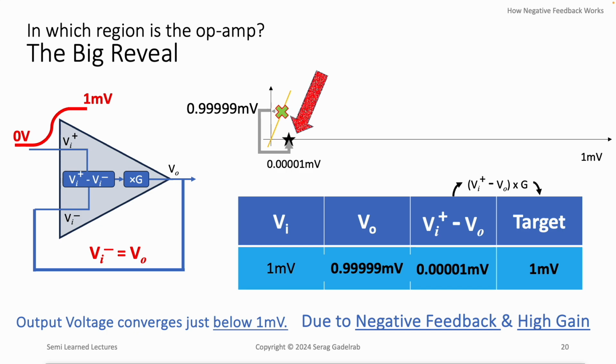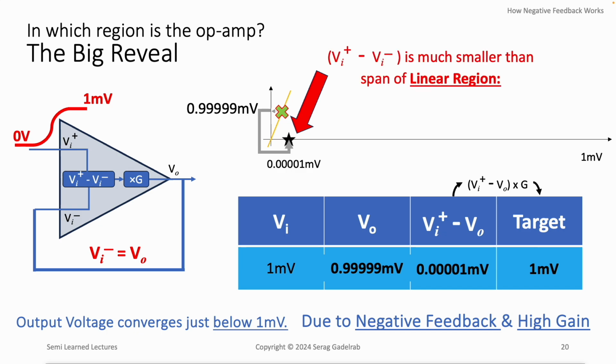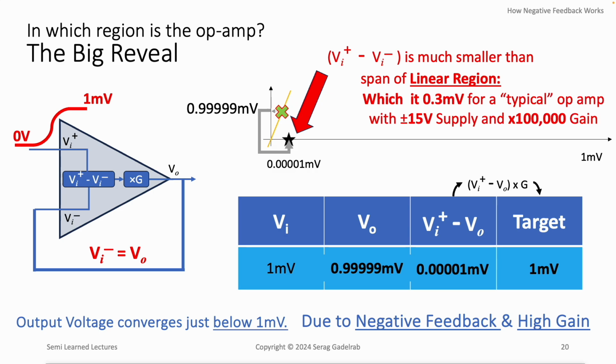But most importantly, the combined power of negative feedback and the high gain has resulted in the value of the output voltage that makes the value between the positive and negative input terminals much, much smaller than the span of the linear region, which we had calculated to be about 0.3 millivolts for a typical op-amp that has a plus minus 15 supply voltage and a 100,000 gain factor. In other words, the negative feedback and the large operational amplifier gain ensures that the op-amp operates in the linear region at all time for this negative feedback system.